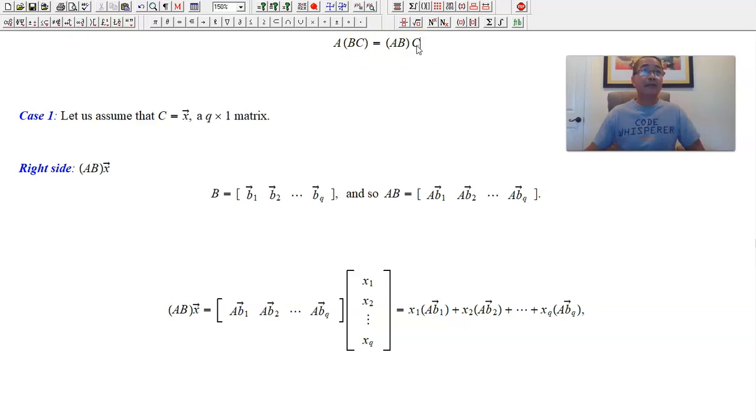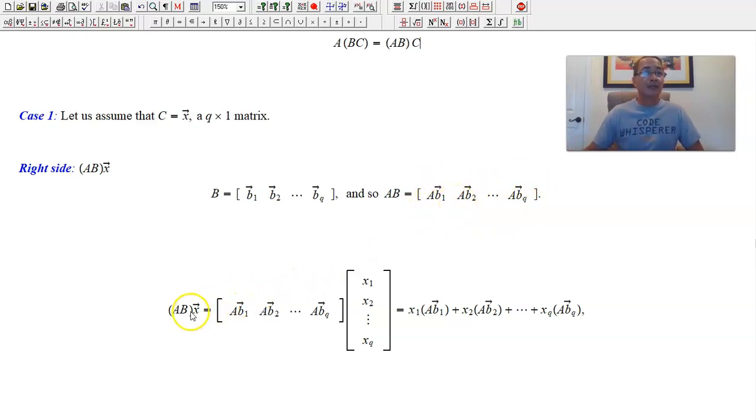So let's start with the right side of the equation. We have A times B times X. Okay, so the key is to subdivide or partition B into columns. And we said if you do that, then the matrix product A times B is just the columns of B multiplied by A on the left. Okay? So this is again a matrix which is partitioned into columns.